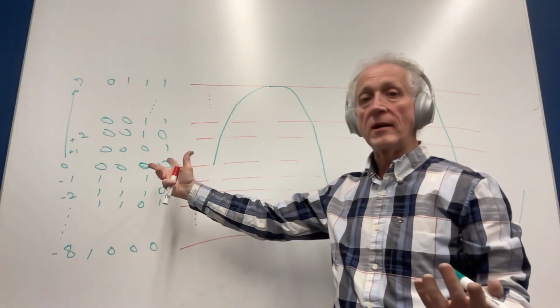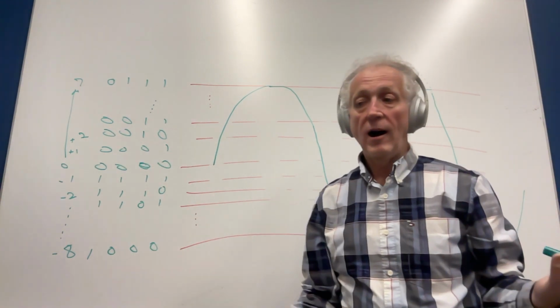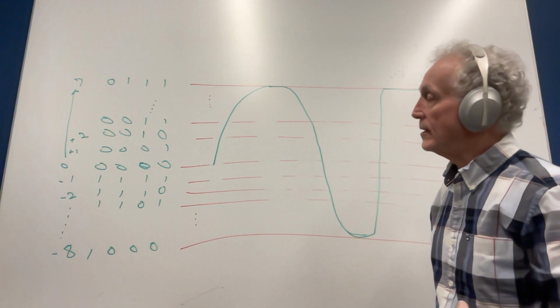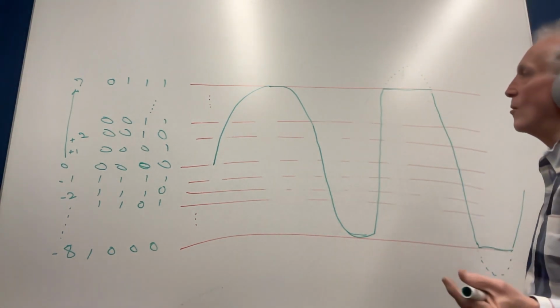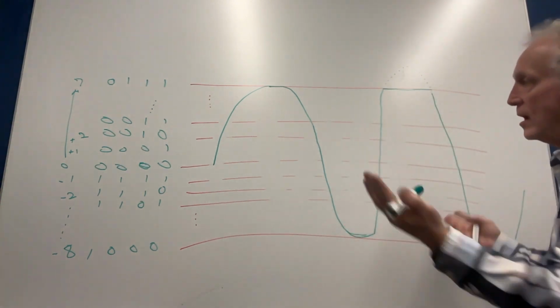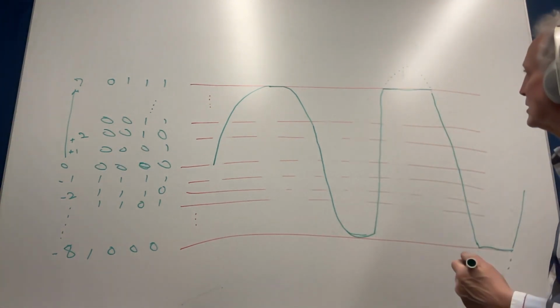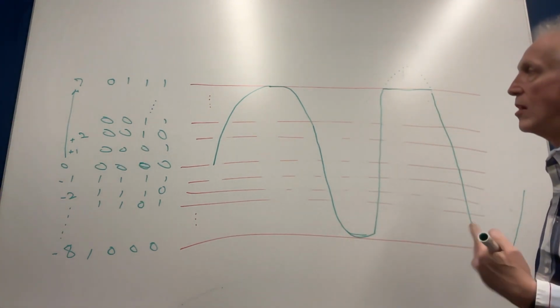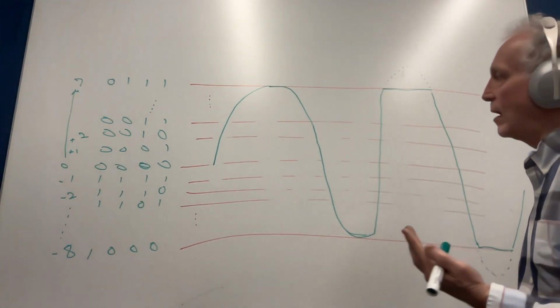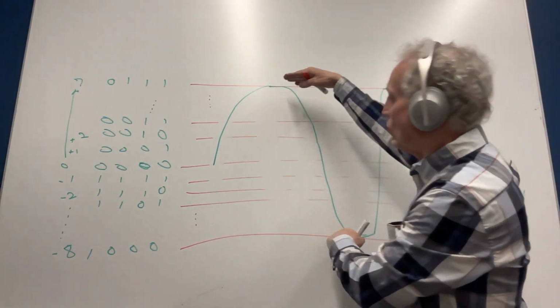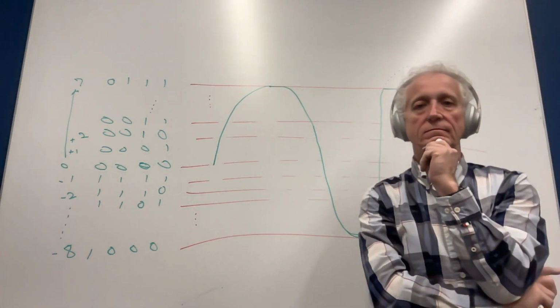So we have 4 bits. We only have 16 values, and so there's going to be a lot of quantization error and stuff like that. But the amount of level, we can only do so loud of a signal with 4 bits.